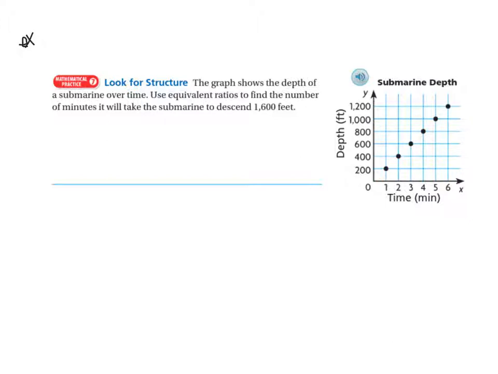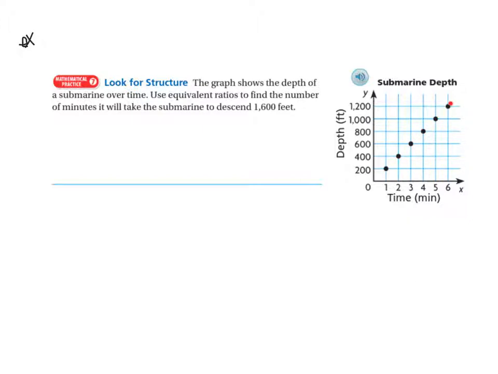Looks like we have time on the bottom and how many minutes. And this is how deep the submarine is traveling. So 200 feet, 400 feet. So in one minute, that sub can go 200 feet down. So in 2 minutes, it's at 400, 600, 800, 1,000, 1,200.